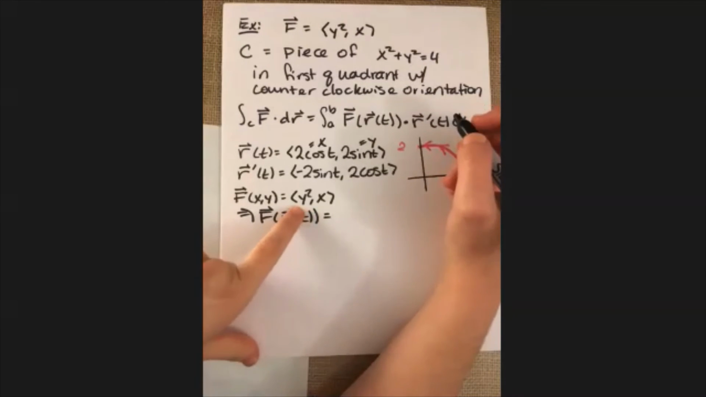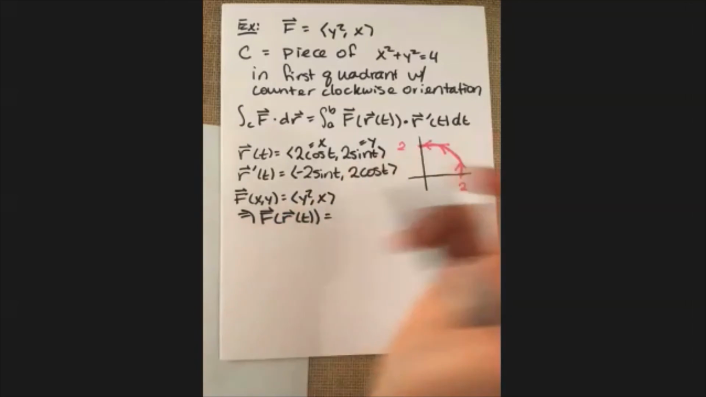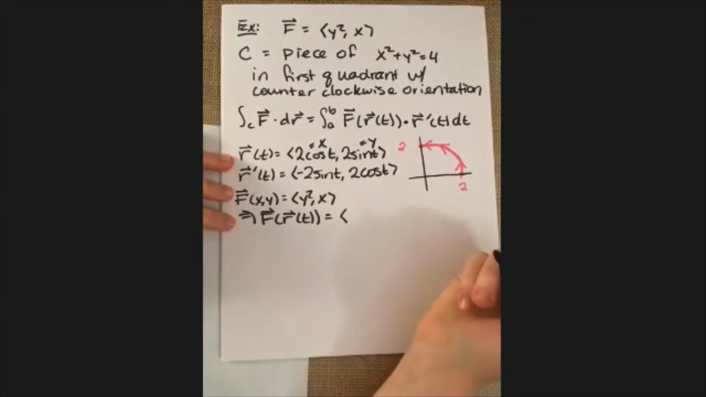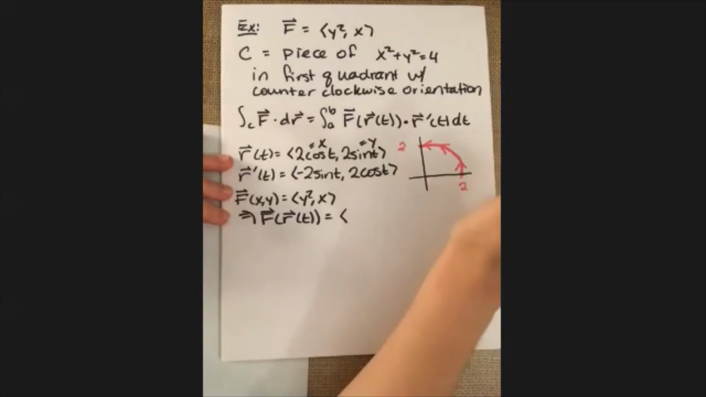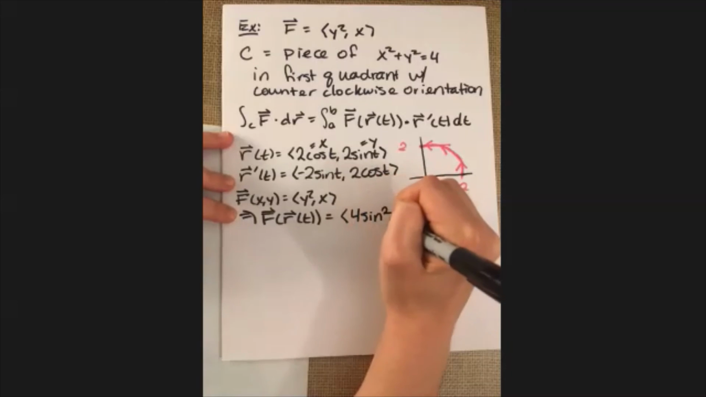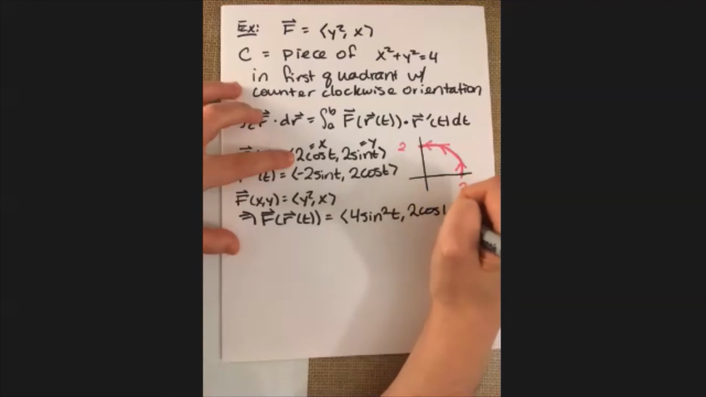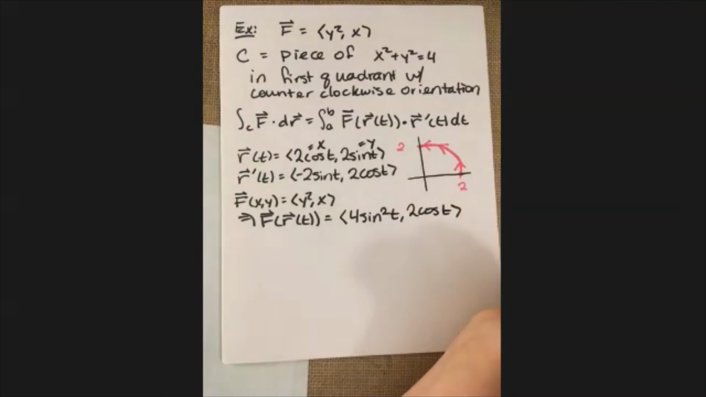And then the other thing is that we've got the y and the x component and the x and the y component, so it's even easier to get things turned around. Anyway, all of that aside, we're going to have 4 sine squared t and 2 cosine t as my new vector field.